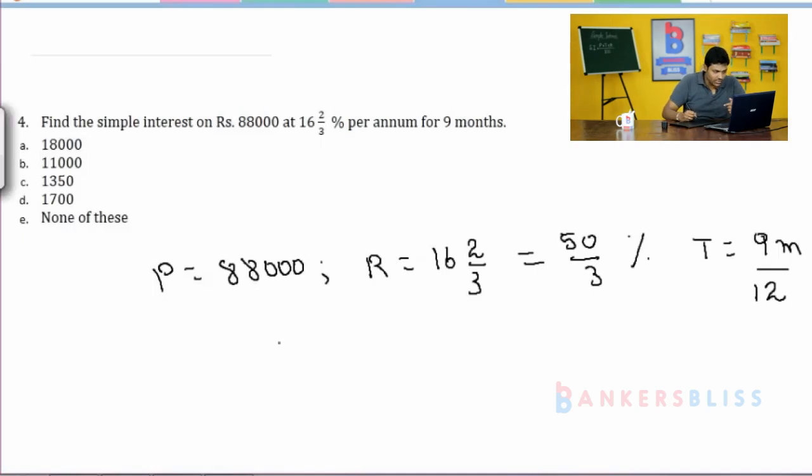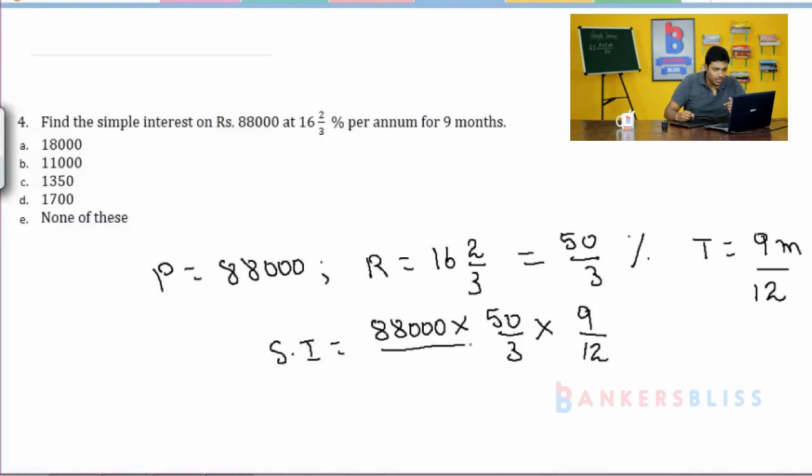The formula is SI is equal to principal amount, that is 88,000, into rate percent, that is 50/3, into time period, that is 9/12, whole divided by 100. So you simplify this one, 2 zeros get cancelled, 3 3s are 9, next 3 4s are 12.